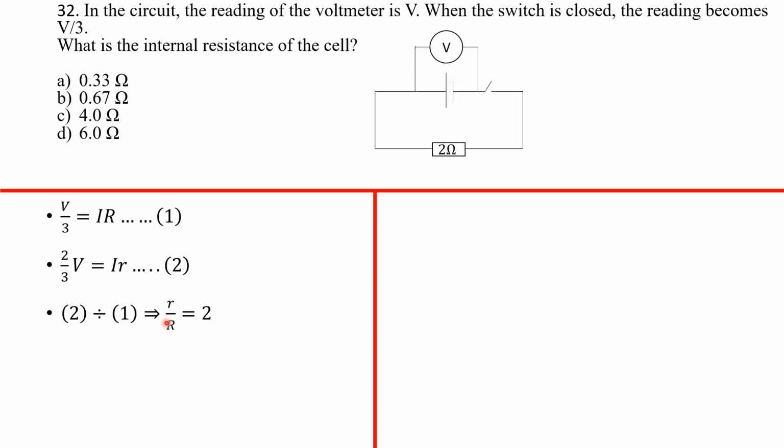Now if we divide these two equations, we have small r over big R equal to 2. Our big R is 2 ohms here, and so our small r is 4 ohms. So our answer is C.